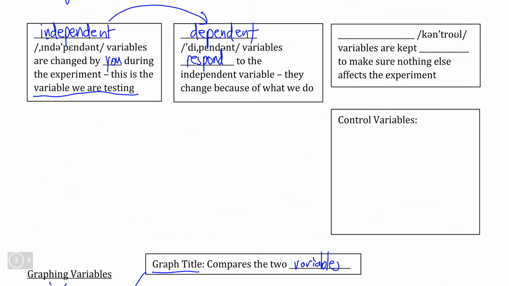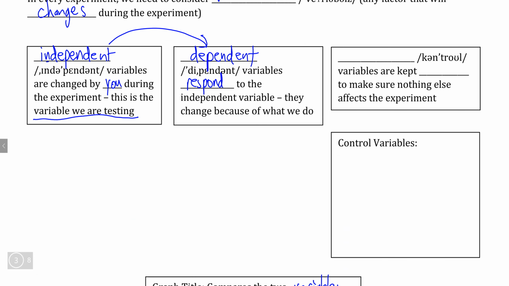Now, for those of you that remember that I said that there are two different variables that we study in scientific experiments, I am actually going to say that I lied there, because there is a third type of variable that we call a control variable.